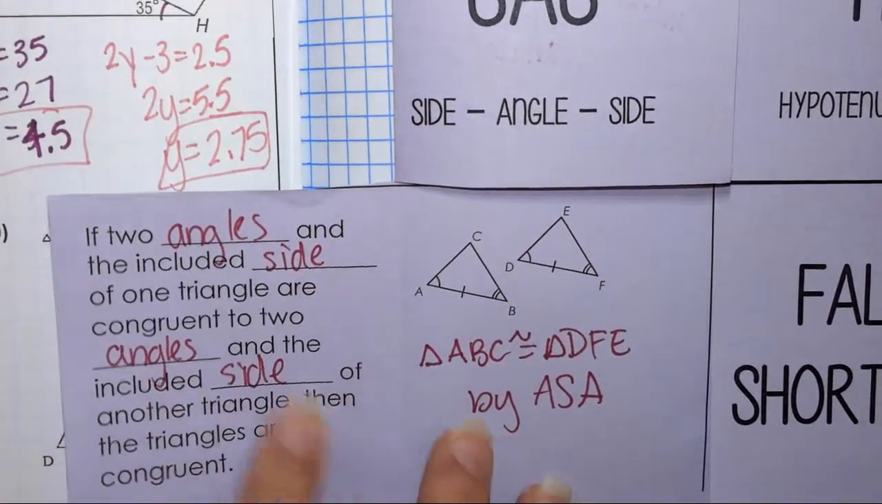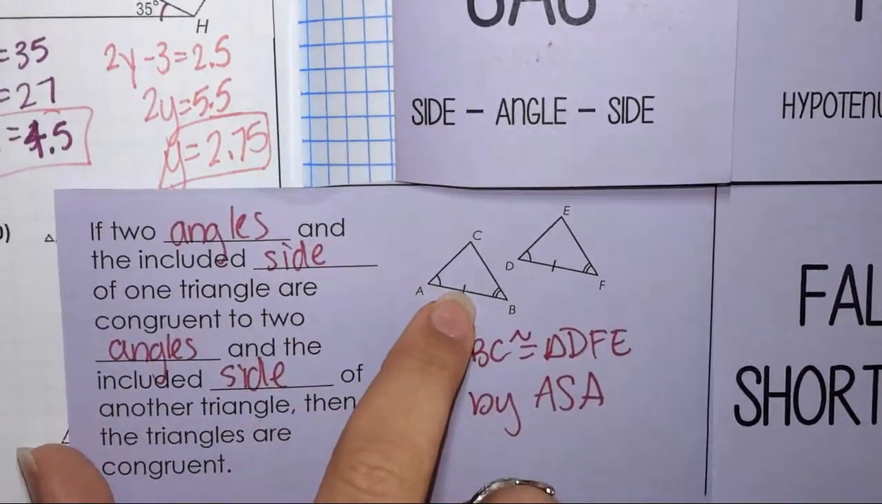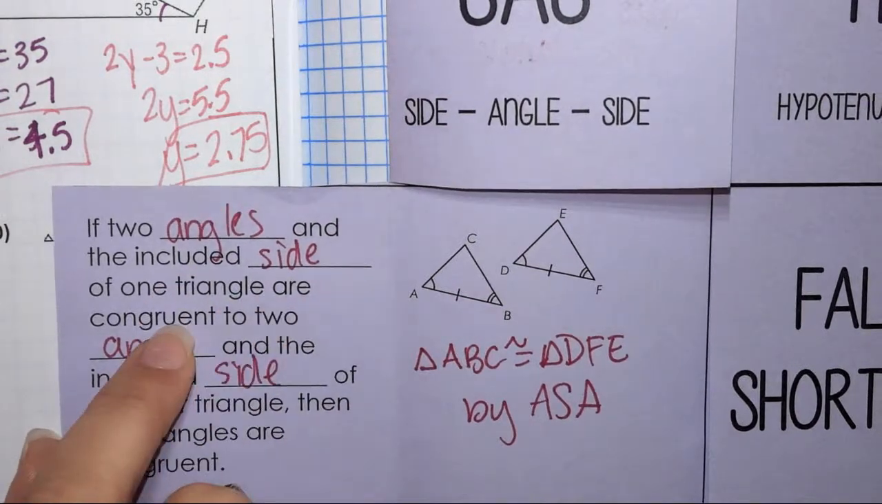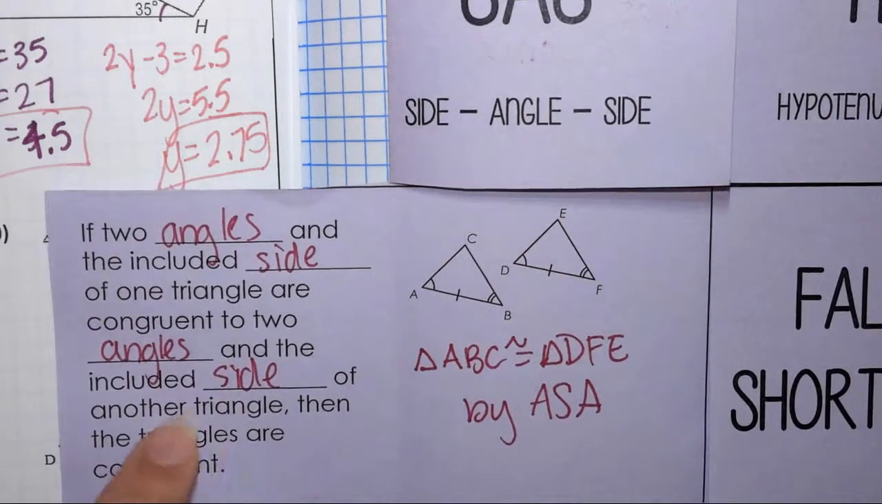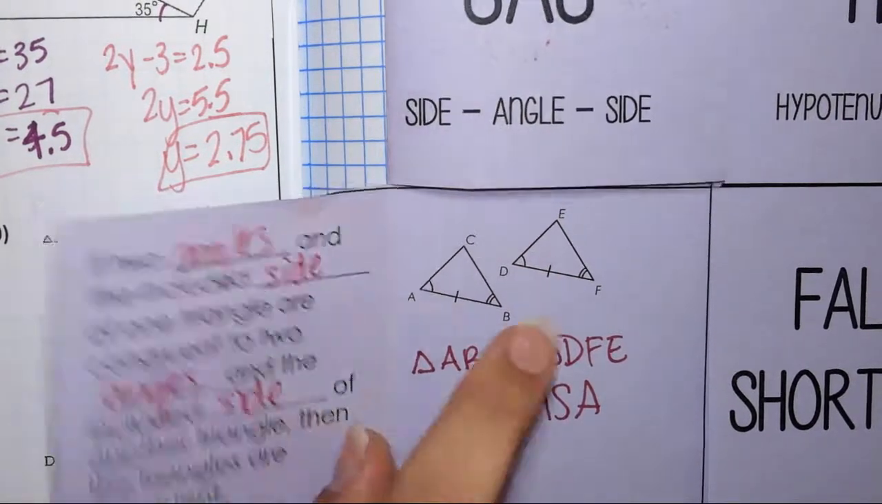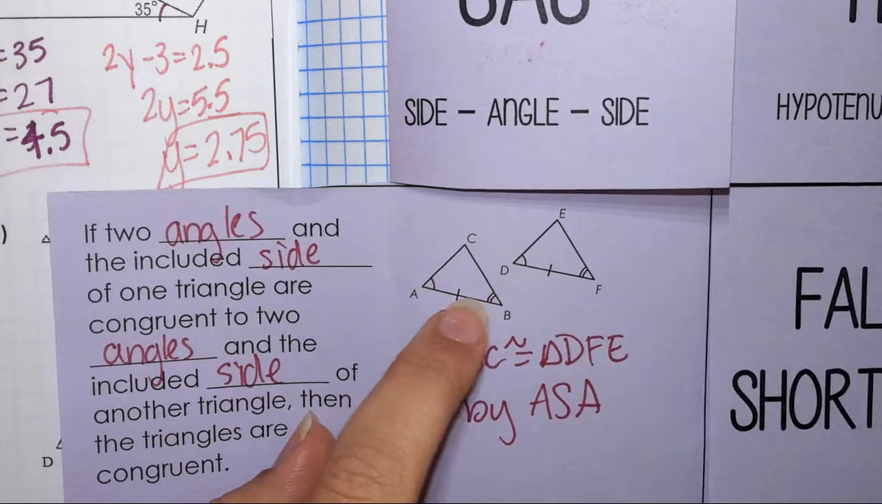It says if 2 angles and the included side, that means the side in between them, of one triangle are congruent to 2 angles and the included side, that means the side in between them, then the triangles are congruent. Now, we have an angle, we have a side, we have an angle.